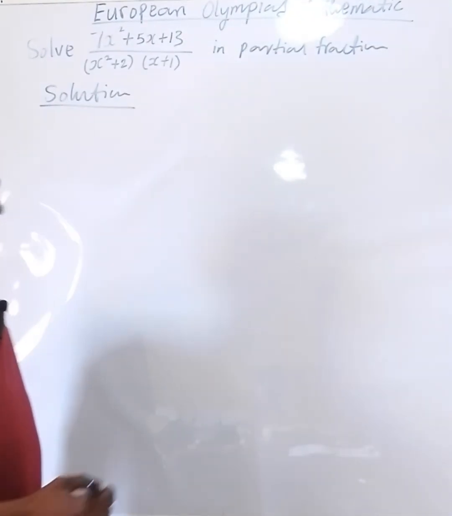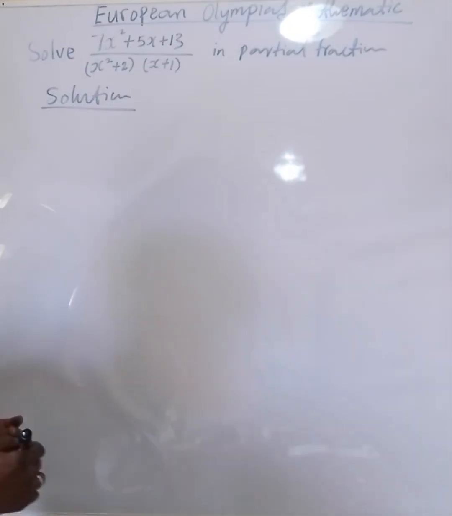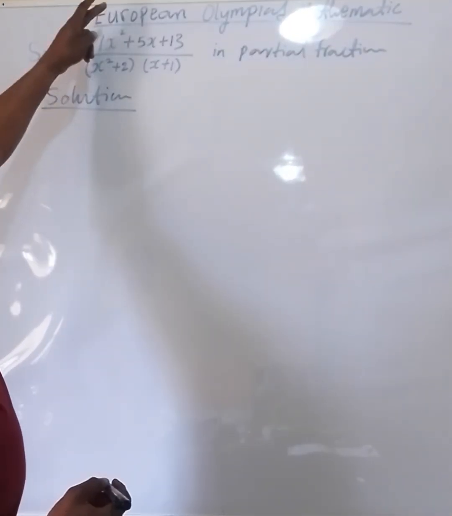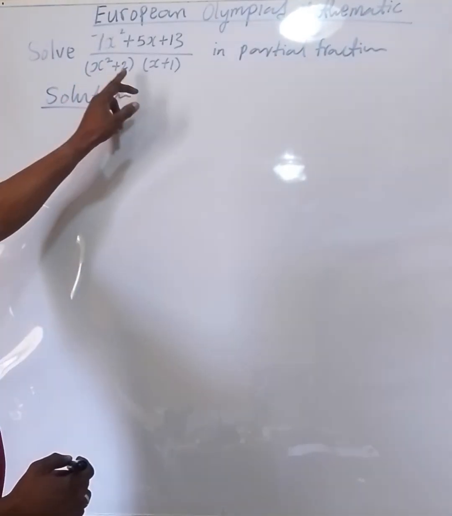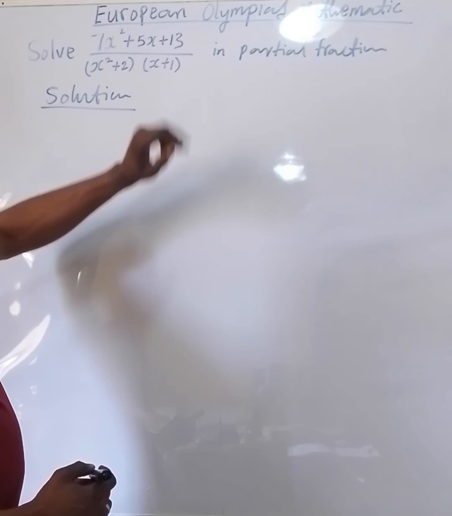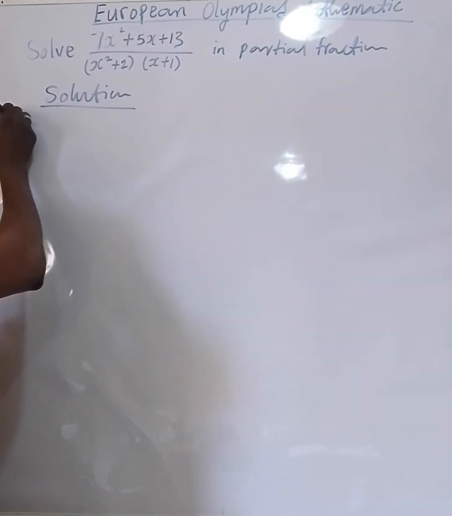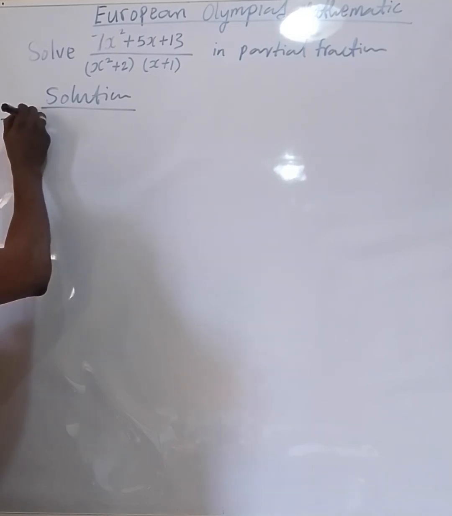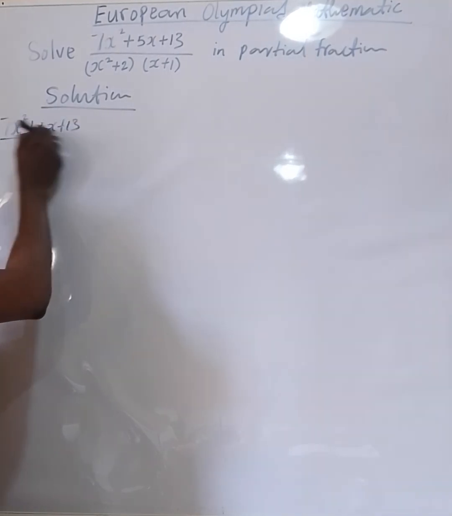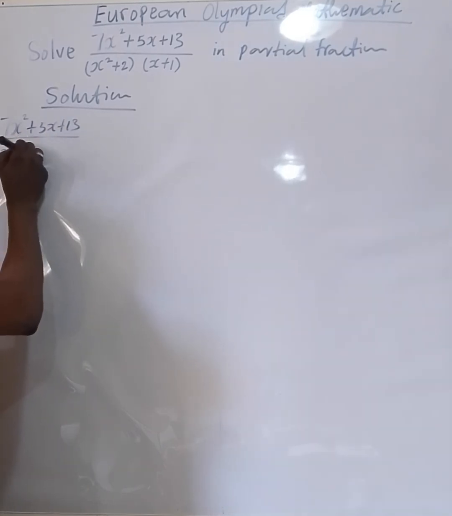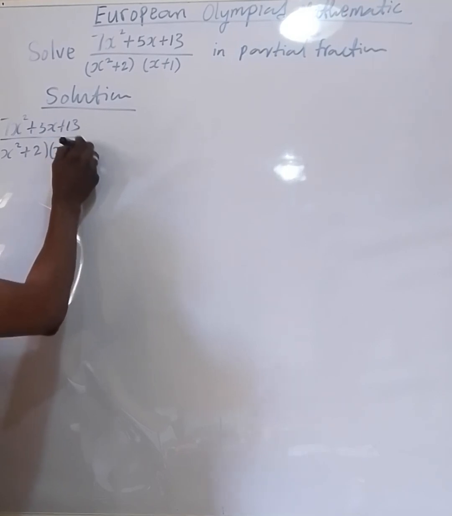Good day, class. Let us solve this European Olympiad Mathematics question. The question says, solve (7x² + 5x + 13) / ((x² + 2)(x + 1)) in partial fractions. So now, solution. The question says (7x² + 5x + 13) / ((x² + 2)(x + 1)).